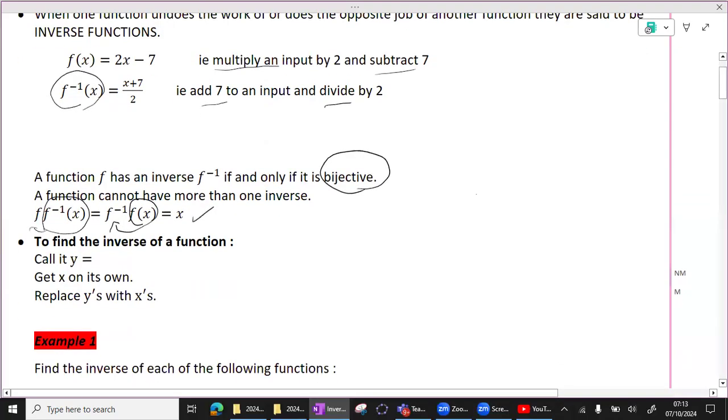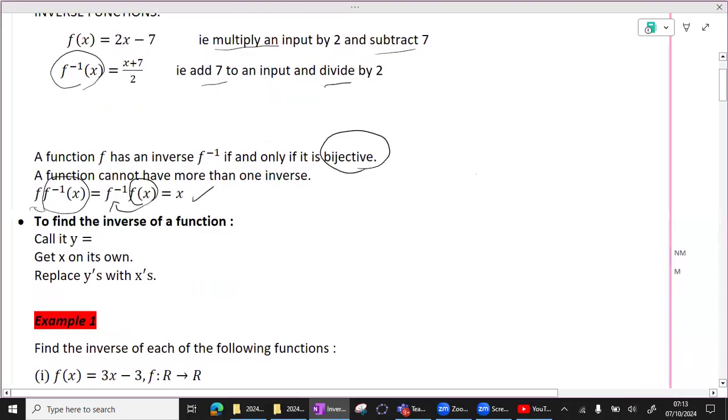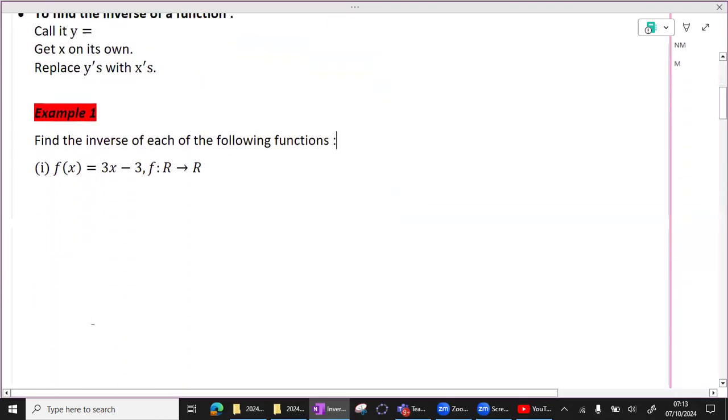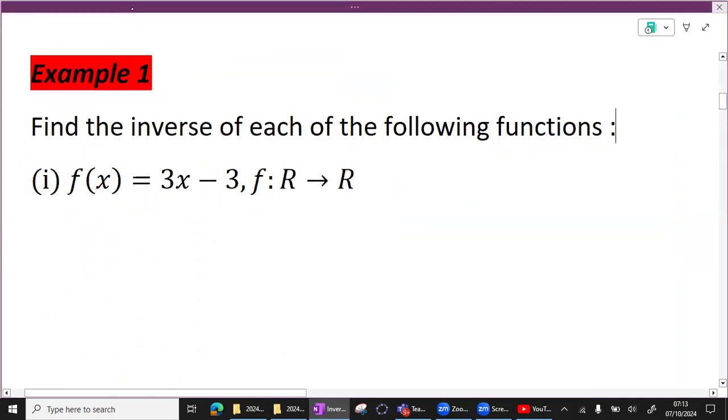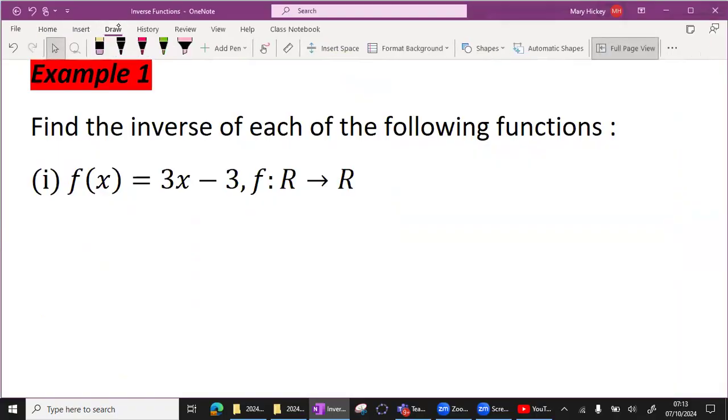So a few easy steps here to follow. First of all, you call it y, which makes sense because another way of saying function is y equals. You then get x on its own, and then you replace the y's with x's. So let's look at an example because it's not really until you see an example that it makes sense.